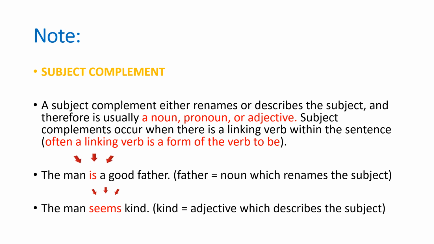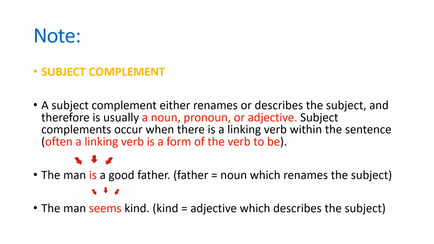Often, a linking verb is a form of the verb to be, as we all know that be forms of verbs play the role of a linking verb between the subject and its complement, like is, am, are, was, were, being, and been. You can read certain examples that are given on the screen.